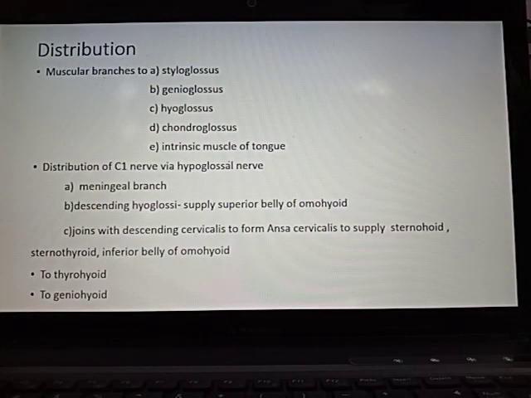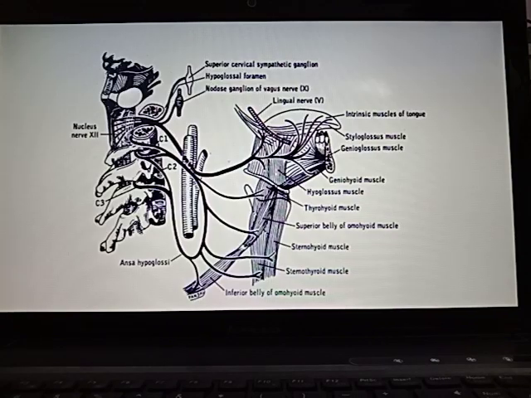Then come to the distribution of this hypoglossal nerve. Muscular branches. It has several muscular branches: the muscular branches to the styloglossus, genioglossus, hyoglossus, chondroglossus and the intrinsic muscles of the tongue. The distribution of the C1 nerve via the hypoglossal nerve. You all know this part. It forms the ansa cervicalis. So the C1 nerve distribution is via this hypoglossal nerve.